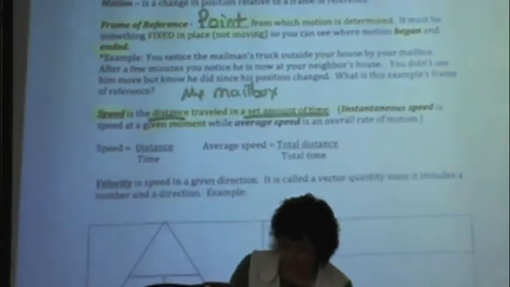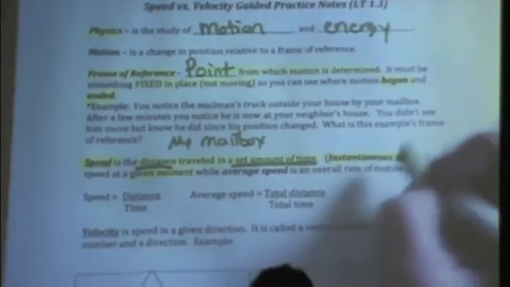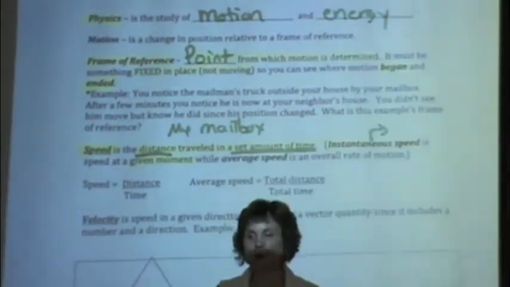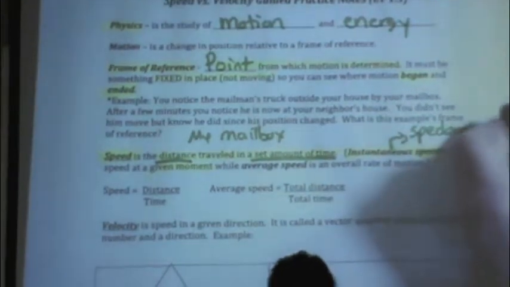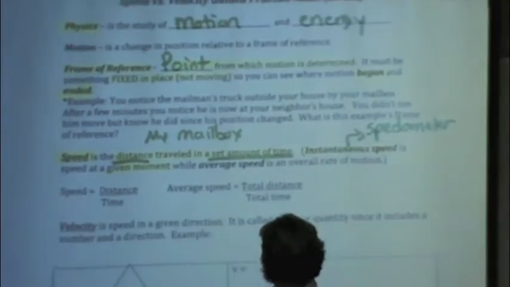Two kinds of speed. Instantaneous speed, which is speed at any given moment. So do you see the word instant in instantaneous speed? If I look at what's in your car that tells you what speed you're going at any given moment, it's a speedometer. I kept calling it an odometer. That's not a speed. So a speedometer basically measures instantaneous speed. At any given second, how fast am I moving? All right? Now that's to be compared with average speed.